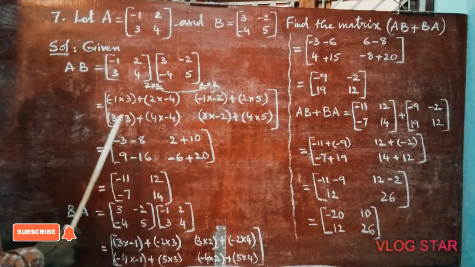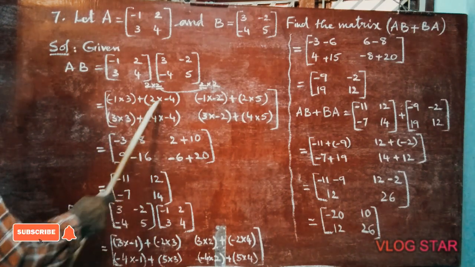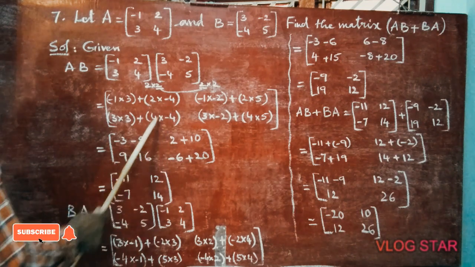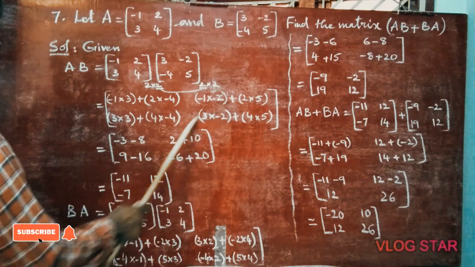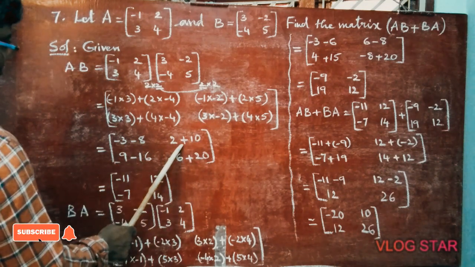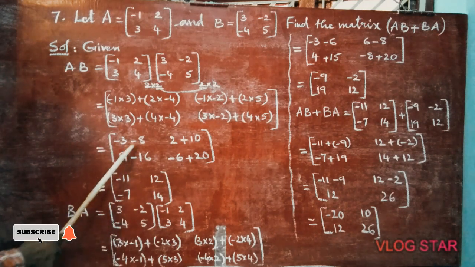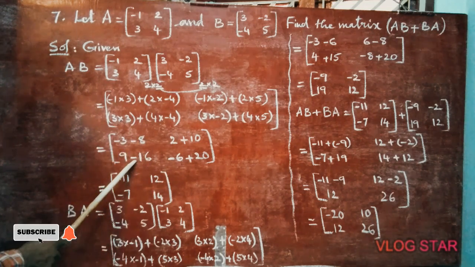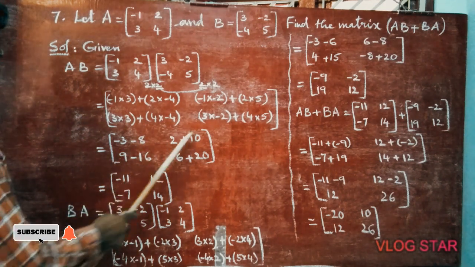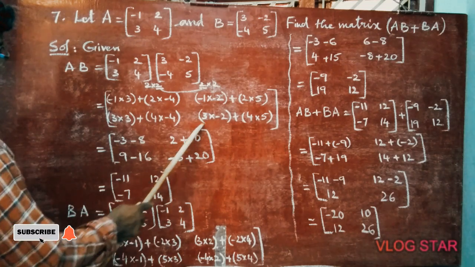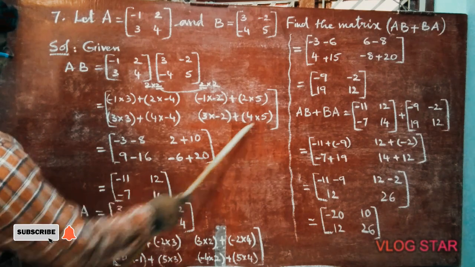Row with column. Minus 1 into 3 is minus 3 plus into minus, minus, 2 4s are 8. Minus into minus, plus, 1 2s are 2, plus 2 5s are 10. 3 3s are 9. Plus into minus, minus, 4 4s are 16. Next, plus into minus, minus, 3 2s are 6. Plus into plus, plus only, 4 5s are 20.